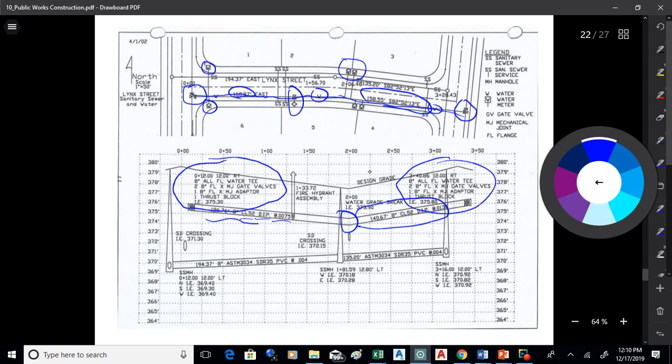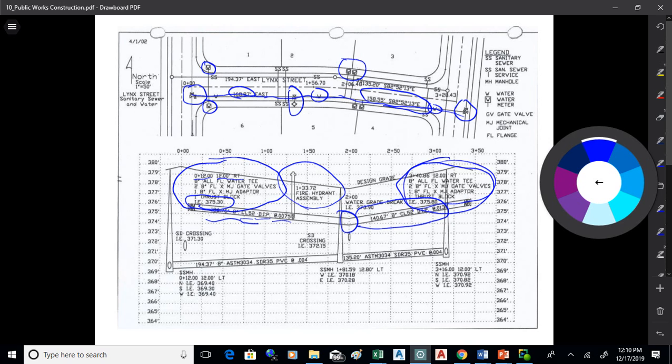So at 0+12, 12 feet right of center line, we've got an 8-inch all-flange water T. The flange is the type of connection. We've got 2 8-inch flange by mechanical joint gate valves, 1 flange by mechanical joint adapter, and a thrust block. And then we give the elevation above sea level. Same thing over here. We've got a similar callout on this side. Then we have a fire hydrant assembly called out at station 1 plus 33.72.